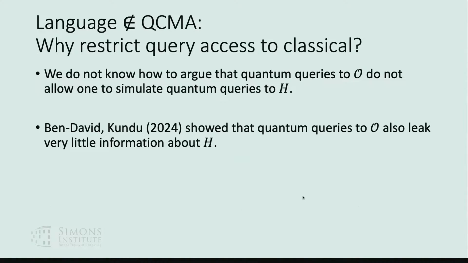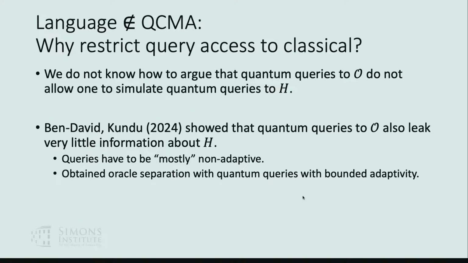What is nice is that in the follow-up work, Ben David and Kundu showed that you actually can have quantum queries to O, and they will also leak very little information about H, as long as they are non-adaptive, or mostly non-adaptive. You're allowed some log rounds of adaptiveness.